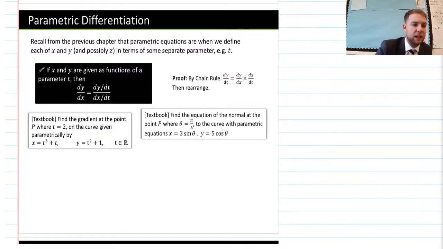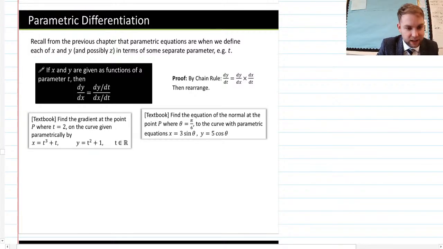So today we're looking at parametric differentiation. Okay, now the way this works is we need to differentiate in terms of y. So differentiate y in terms of t and differentiate x in terms of t, and then we need to kind of bring them together. So here we'll notice this formula.